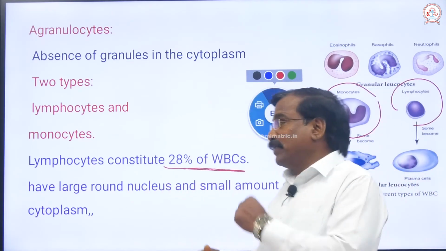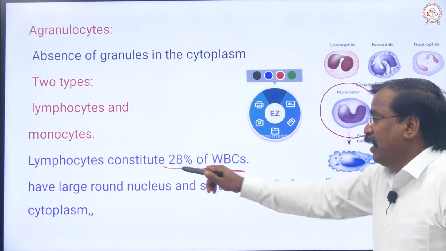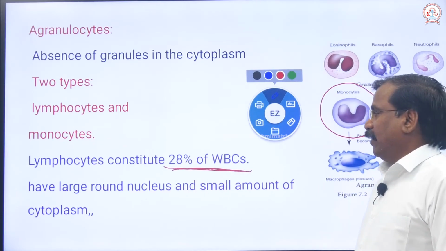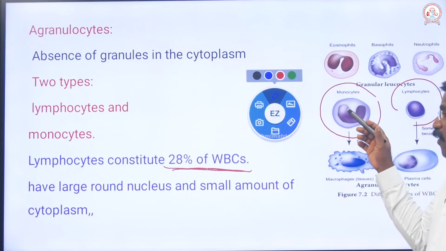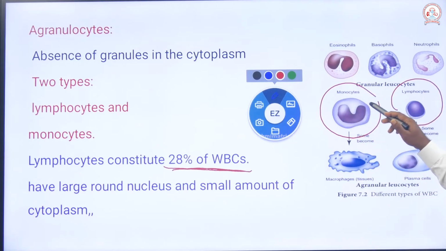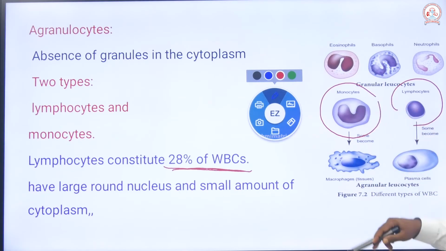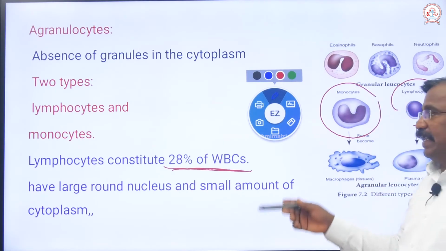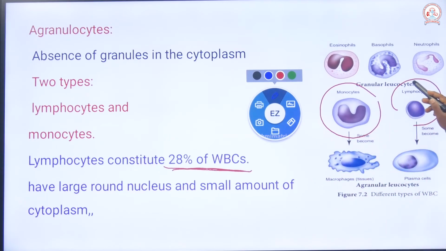Among the agranulocytes, the highest number is the lymphocyte at 28%. Do you understand? See, it has a large round nucleus, and a small amount of cytoplasm. In lymphocytes, the nucleus is large, the majority of the cell is occupied by the nucleus, and very little cytoplasm is there.